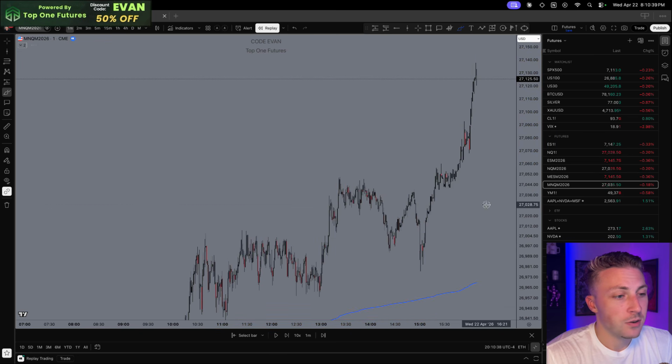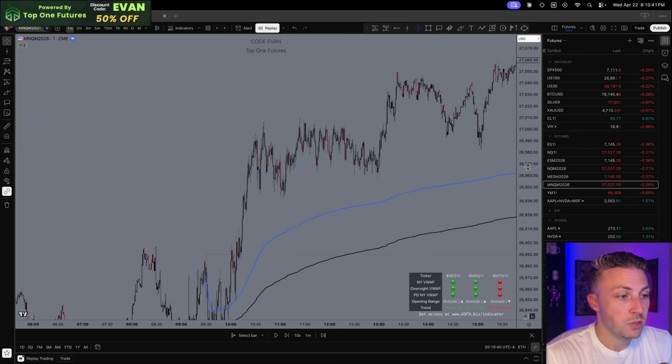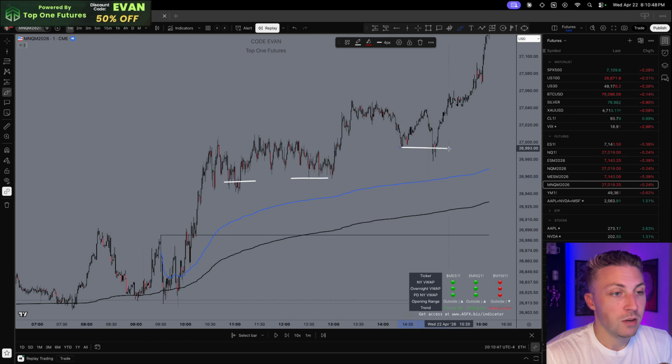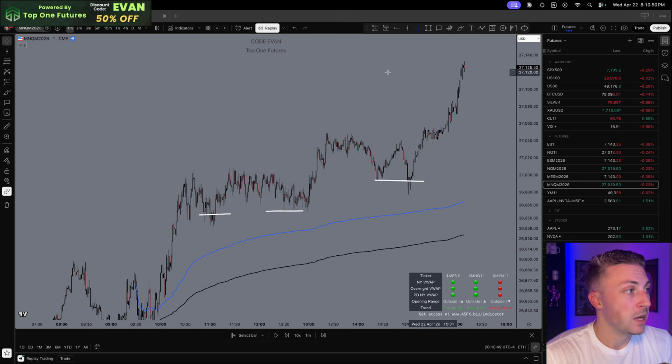NQ is a little bit cleaner. Still very sideways, but never even came close to New York. So higher lows for sure. Still here on the bottom, but definitely a chop fest. But a nice little rip at the end, no doubt about it.